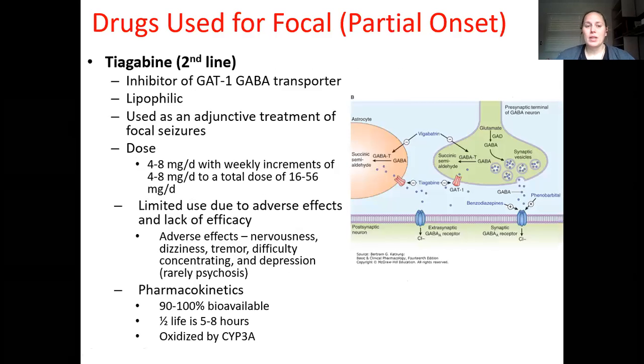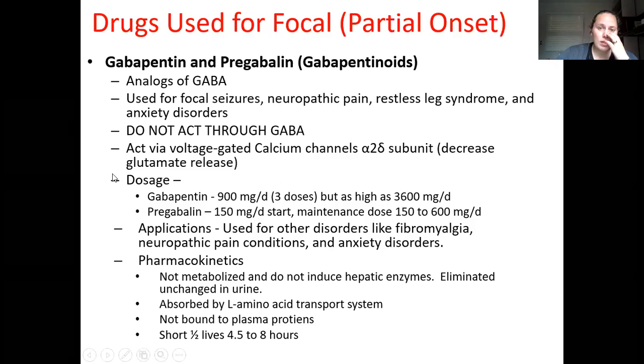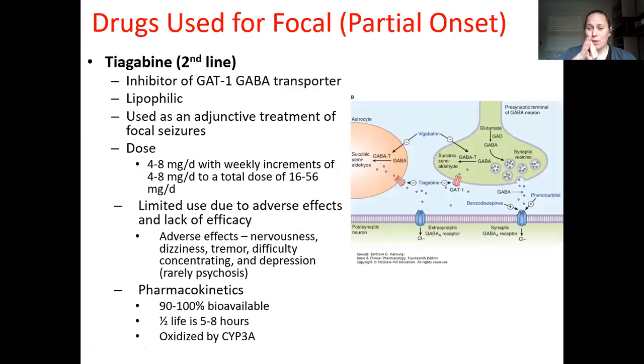We've got a lot of different drugs to cover. Okay, so we left off talking about drugs that are used for focal or partial onset seizures. If we go back to that original characterization of what focal seizures are, they're seizures that originate in a single location within the brain and have not moved to bilateral expansion.